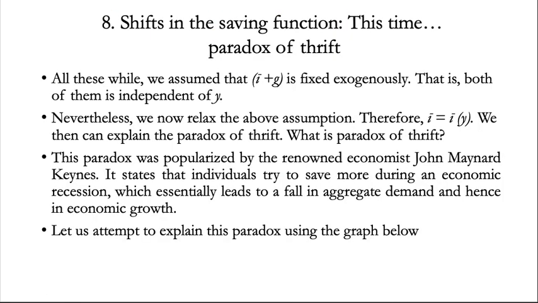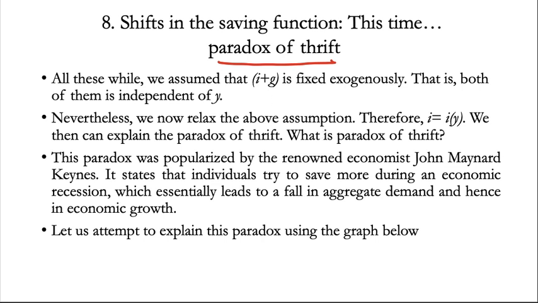We have another special analysis on a shift in the saving function, in which this shift can be referred to as one type of paradox, called the paradox of thrift. In order to explain this paradox of thrift using the shift in the saving function, we need one relaxation of assumption. That is, we assume that investment is a function of income. If we assume investment as a function of income, it will easily explain the paradox of thrift in the form of a graph.